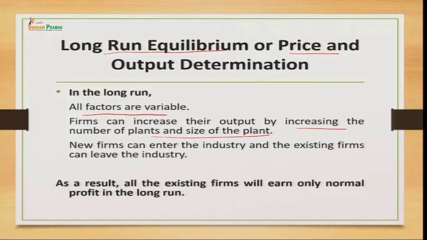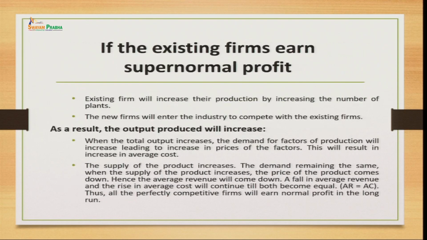So, let us see how we are going to represent this long run equilibrium where the firms are earning only normal profit. As it is written here also, as a result the existing firm will only earn normal profit in the long run. So, here the reasons are why the firms are not earning supernormal profit in the long run and why the firms are not incurring losses as well. So, if the existing firms earn supernormal profit, the firms which were operating in the short run, because of which they were earning the supernormal profit.